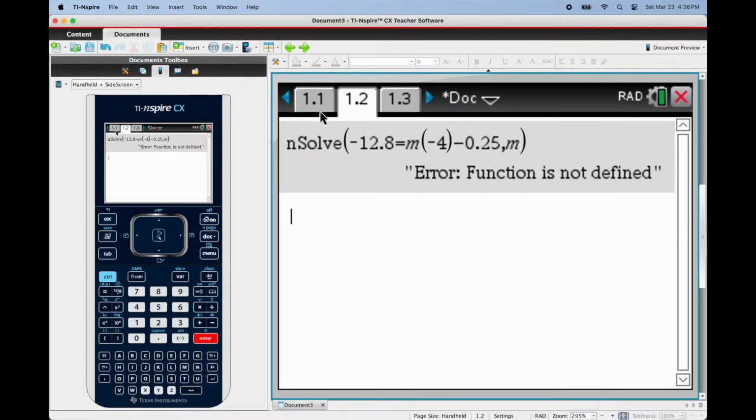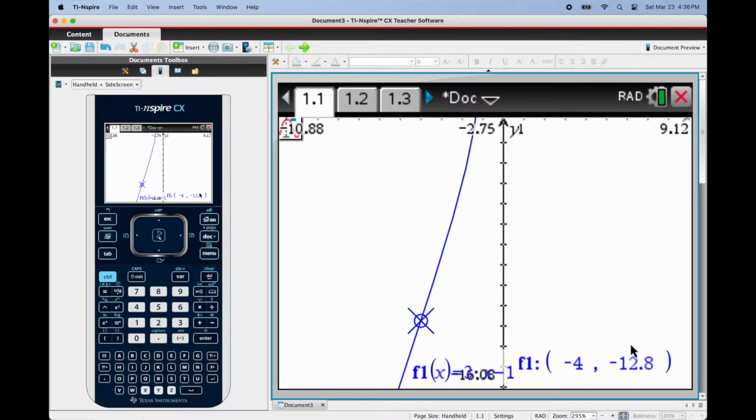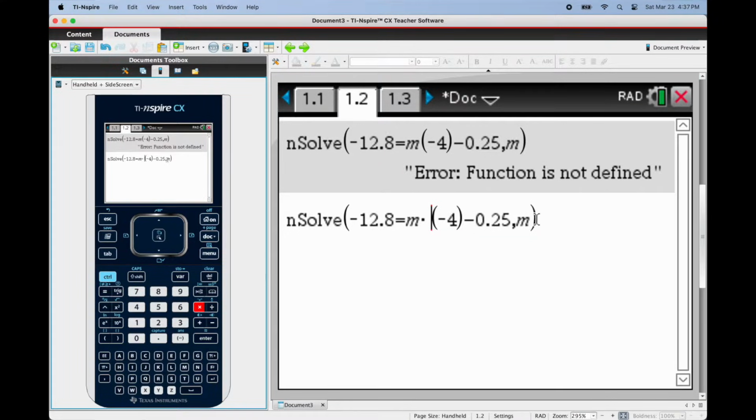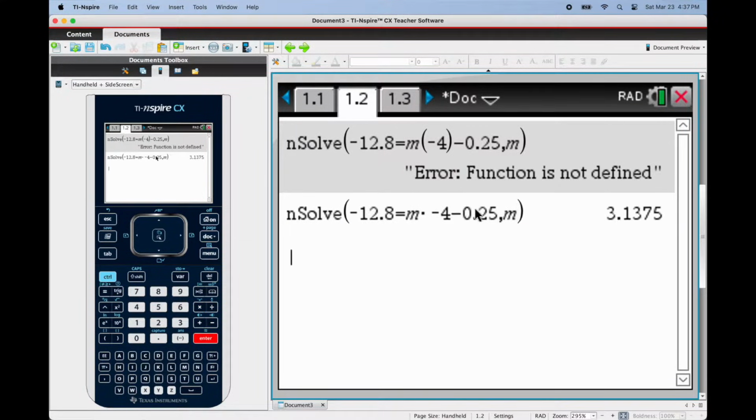Oops. The error function is not defined. Okay. So something went wrong. Y is equal to -12.8 when x is equal to -4. Function is not defined. So what they're saying is that there's going to be no value there. But I don't believe that's true. So it's possible that it's not liking this. Let's see if that helps. Okay. That's interesting. 3.1375, which as a fraction gives us 25 over 8.